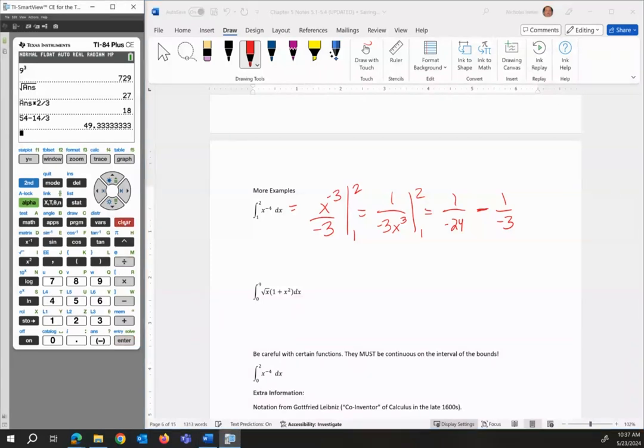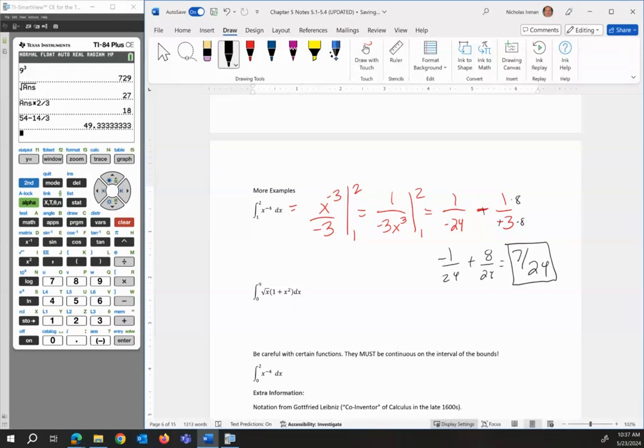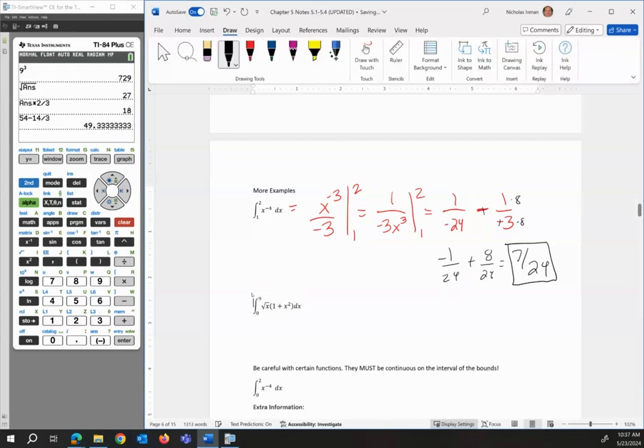So I have 1 over negative 24. To subtract those, I have to multiply by 8. A minus and negative here would technically be a plus. So I've got negative 1 over 24, the negative should be on top, plus 8 over 24. So 7/24 would be my answer. Negative 1 plus 8 is 7. All right, hopefully we are feeling good about that.